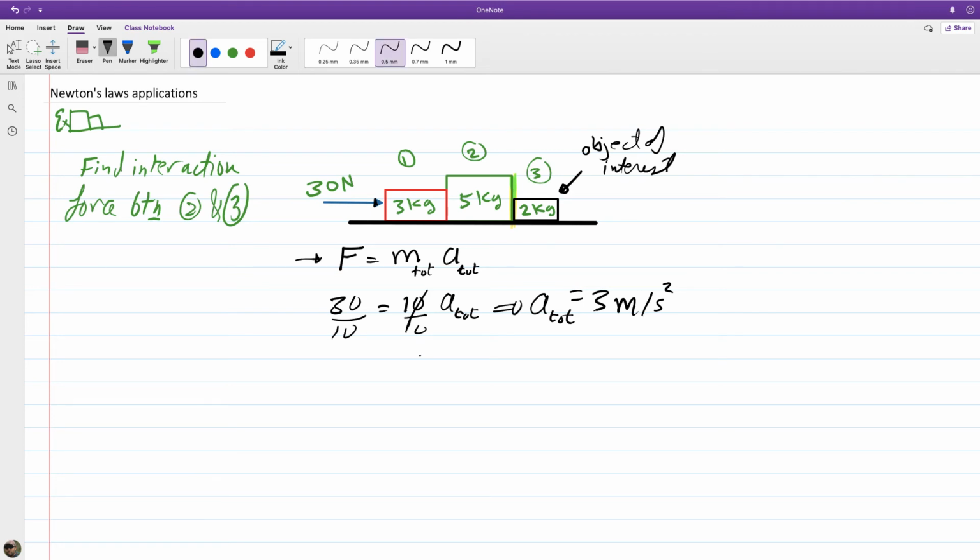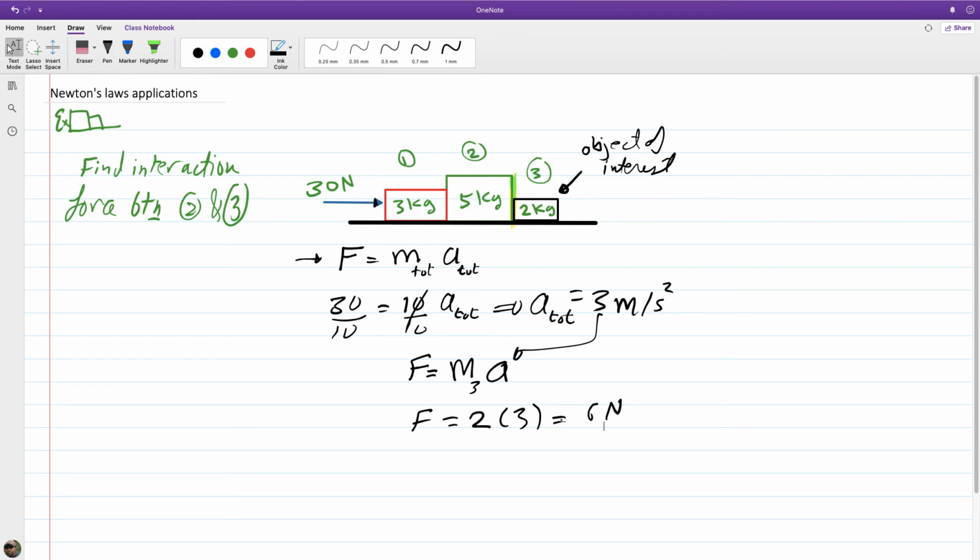Okay? Now how do you do that? Force is equal to the mass of the object of interest, which is 2, times the acceleration. Well, the acceleration, you found it from here. So the force is equal to 2 times 3, and that's what? 6 Newton. Okay? So 6 Newton is actually the interaction between 2 and 3. So if I ask you what is the interaction between 2 and 3, this is it. What is the force 3 is pushing on 2? It's this. What is the force 2 is pushing on 3? It's this. So that's the interaction force.